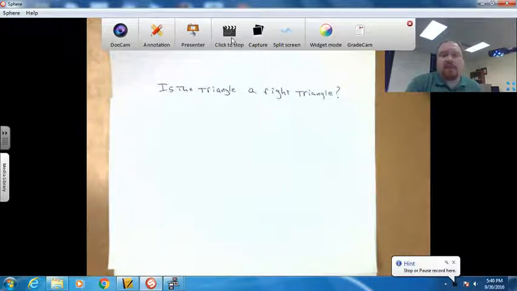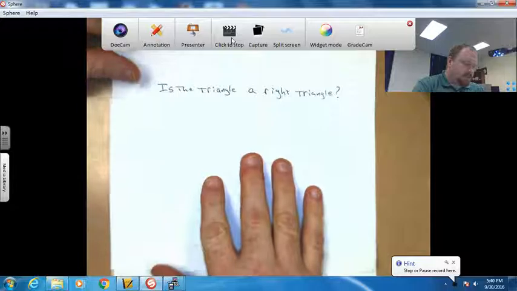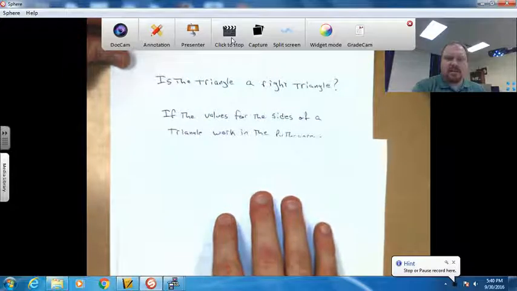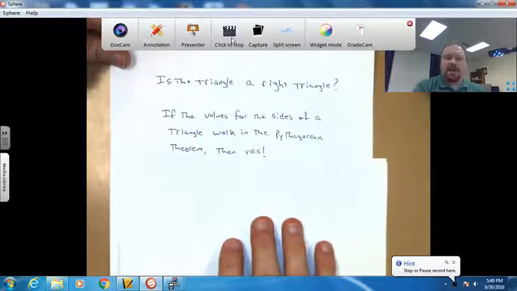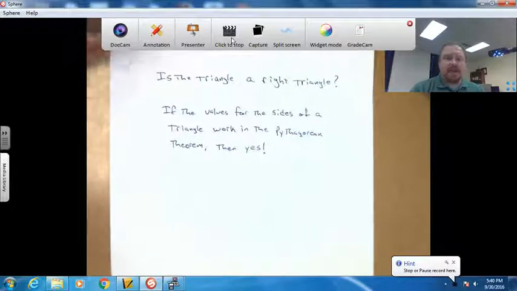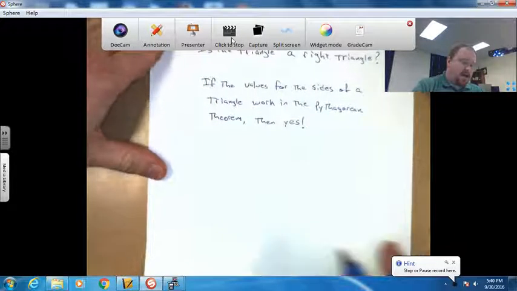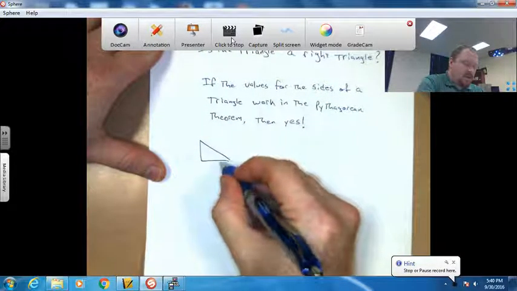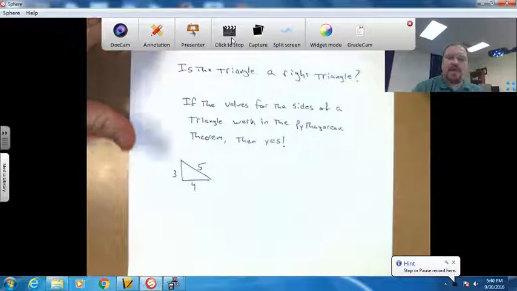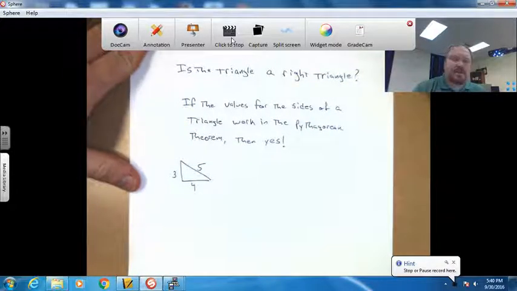How can you tell if a triangle is a right triangle and not just some other triangle? Okay, a special kind, whether it's isosceles or scalene or equilateral, any of those. Well, it's real simple. If the values for the sides of a triangle work in the Pythagorean theorem, then yes, it is a right triangle. So, for instance, if I tell you that a triangle has sides that are 3, 4, and 5 units long, and I want to know, hey, is that a right triangle? All we have to do is test that out.